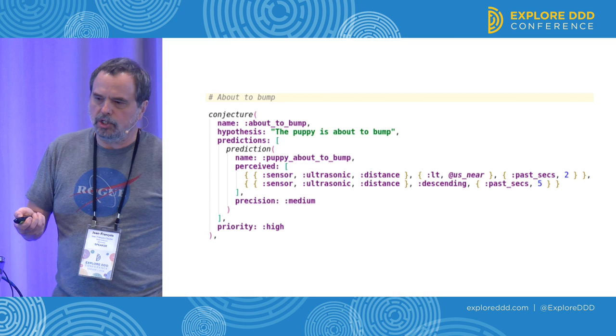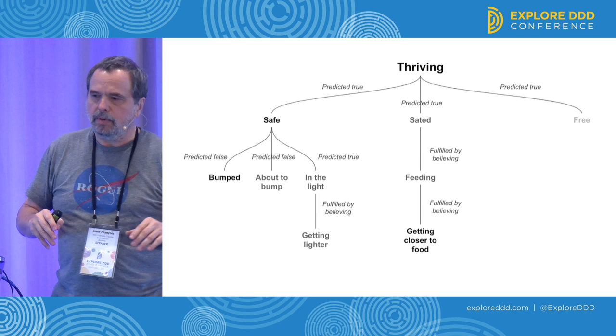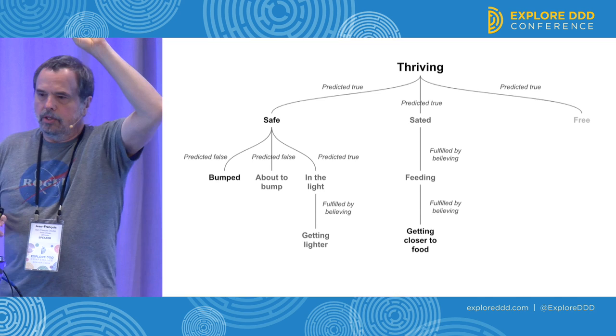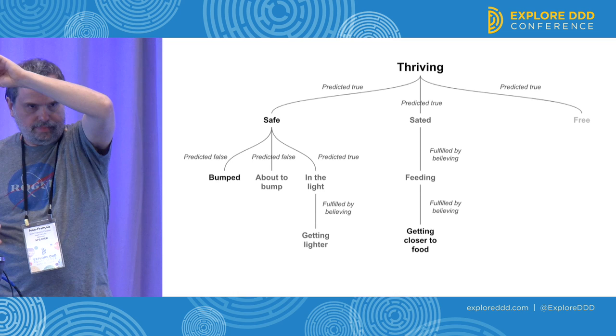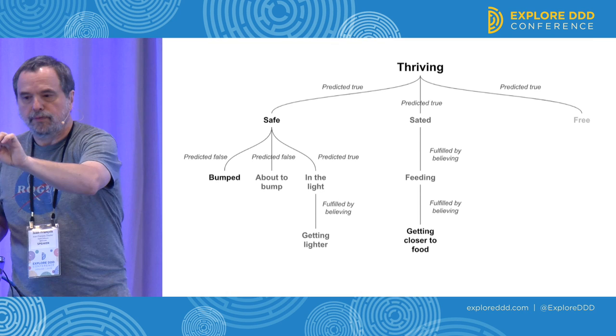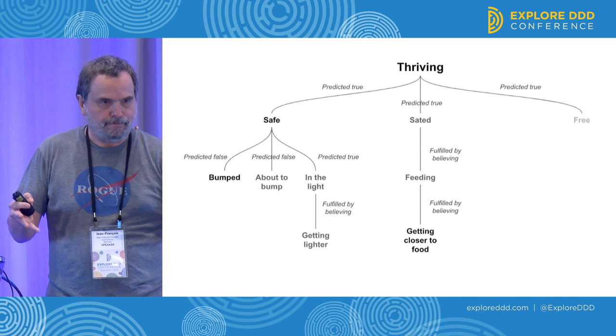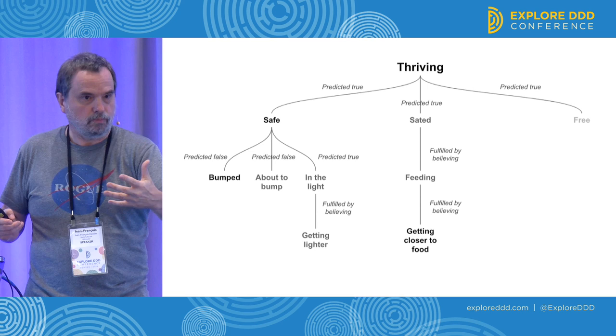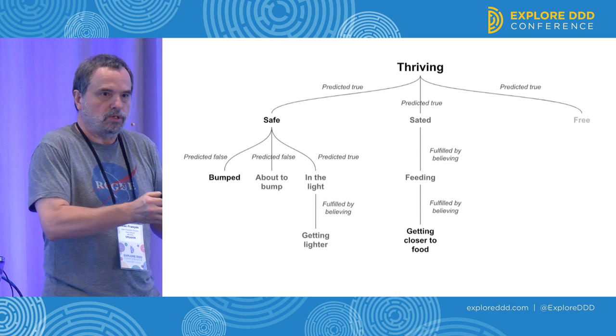So we didn't look at all the conjectures that are defined, but a few of them. They form a hierarchy with thriving at the top. So that's our hyperprior, right? That's what we care about all the time. The robot is thriving, and it's thriving if it's safe, sated, and free. It is safe if it has not bumped, is not about to bump, and is in the light. Now, in order to fulfill being in the light, we want to believe that things are getting lighter as it moves around. So getting lighter is a conjecture that is being fulfilled. We believe in that conjecture being fulfilled in order to believe that we're solving the problem of wanting to be in the light. So we're going to believe that what we're doing is getting us into a lighter area of the room.